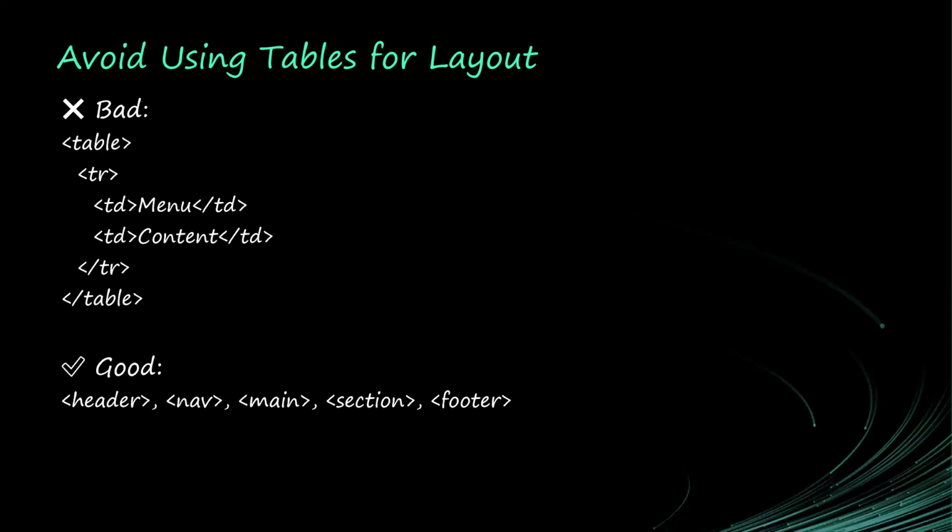You use the header, the nav, the main, the section, the footer. These are what you should use for your page layout. You don't use a table for your page layout. Tables are only for data, not for the page structure. We have more semantic elements like the header, the nav, the main, the section, and the footer.